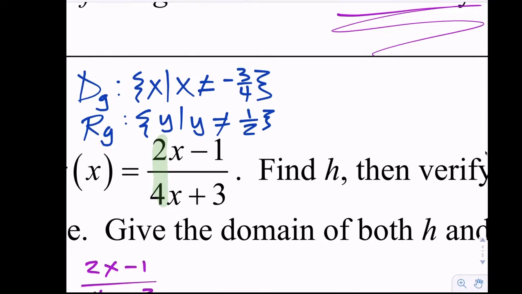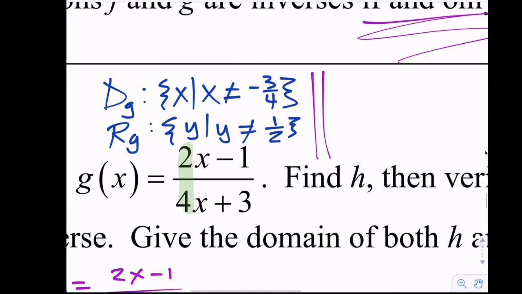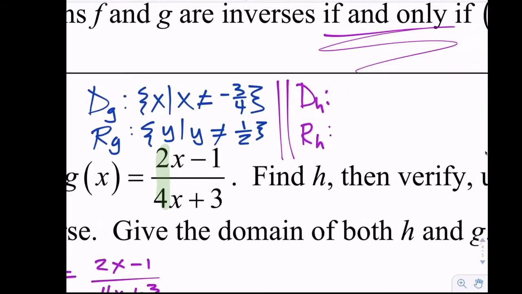Now, let's see if we can answer questions about H from questions about G. I want to find the domain of H, and I want to find the range of H. If I know H is G's inverse, do I have the answers to those already without even looking at the function H? Yes, I do. What should the domain of H be? It should be the range of G.